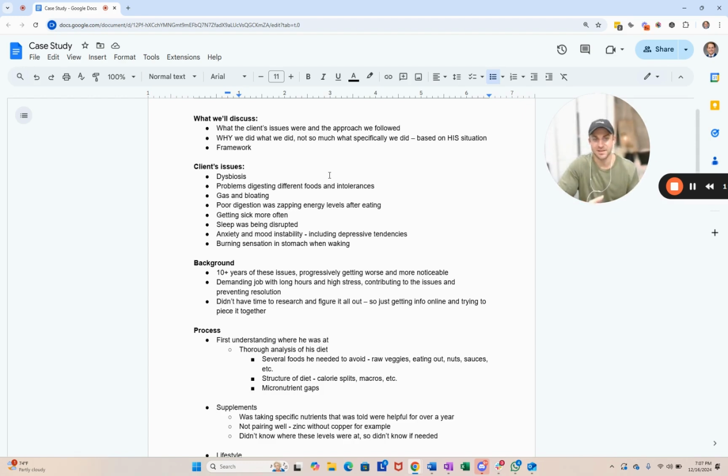Also, on top of that, this is not meant to be medical advice. Again, this is just me going through an example of a client that I worked with. These are the issues he dealt with, these are the outcomes he got, and this is how we got it.